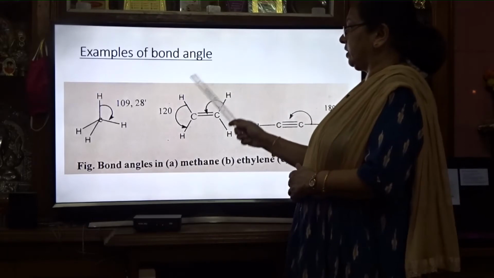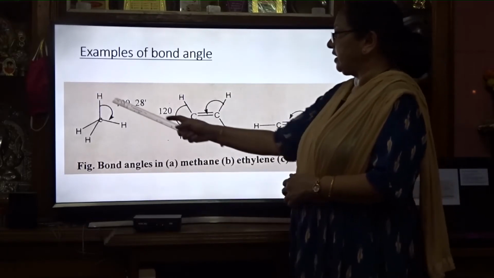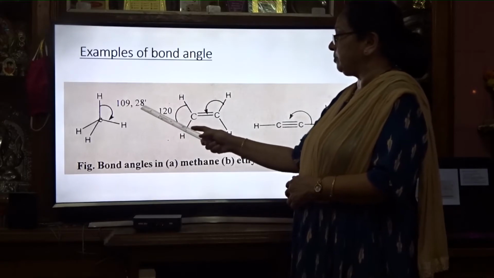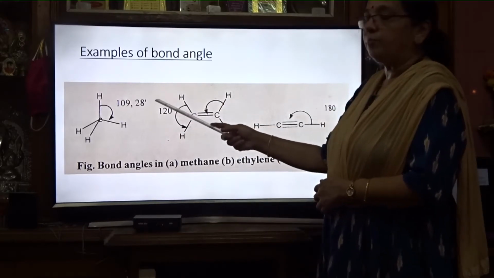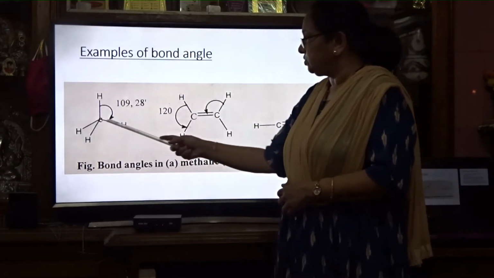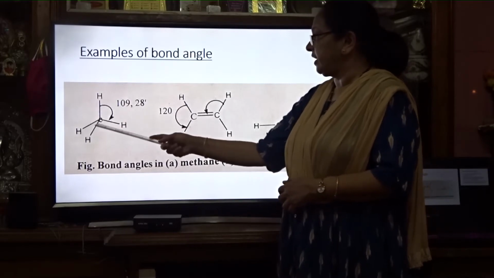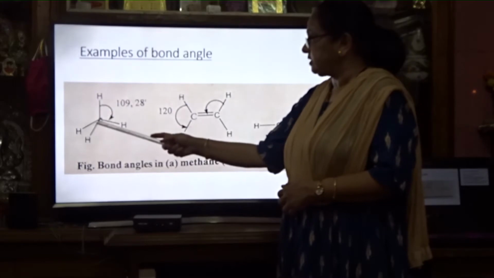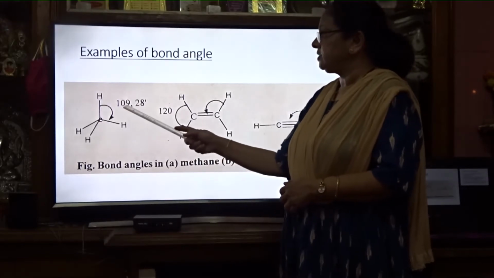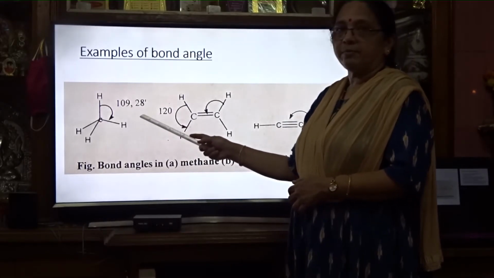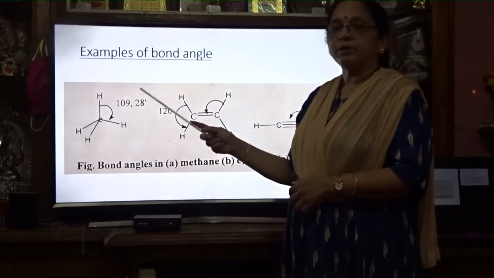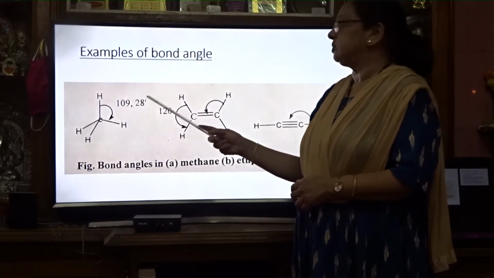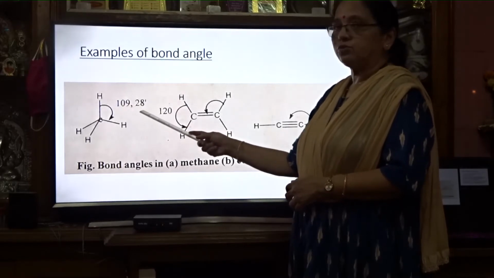Examples of bond angle. In the methane molecule, the H-C-H bond angle is 109 degrees 28 minutes. So what is the bond angle? The angle formed by three atoms and two bonds is known as bond angle. Here all the H-C-H bond angles are the same, 109 degrees 28 minutes. When we say the bond angle, we have to mention the three atoms.